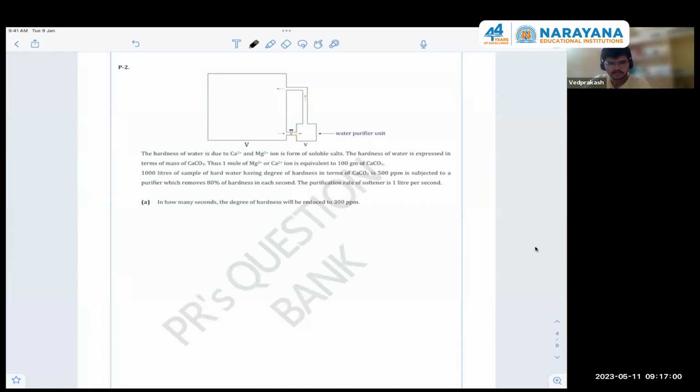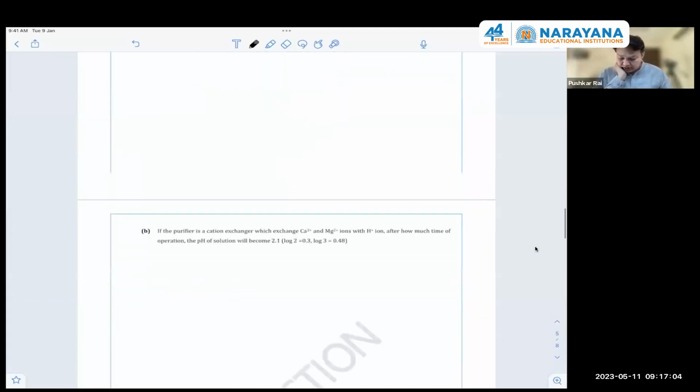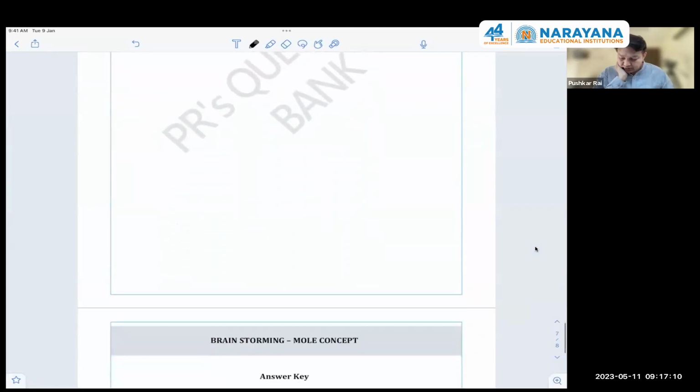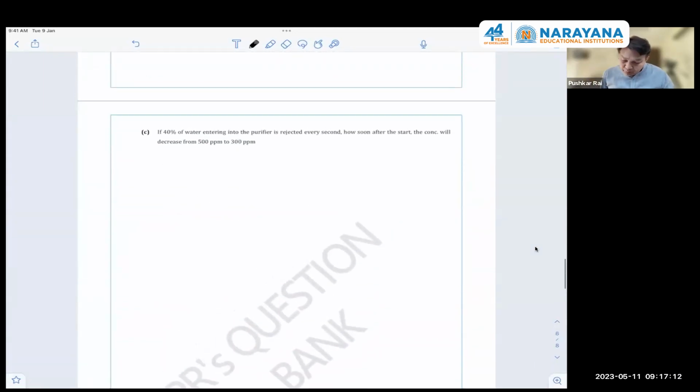I got answers for the first two parts; the remaining two parts were not matching. In the remaining two parts, 40% of water entering the purifier is rejected every second. How soon after the start will the concentration decrease from 500 ppm to 300 ppm? See, in part C the volume is varying. V is varying, and how is it varying?